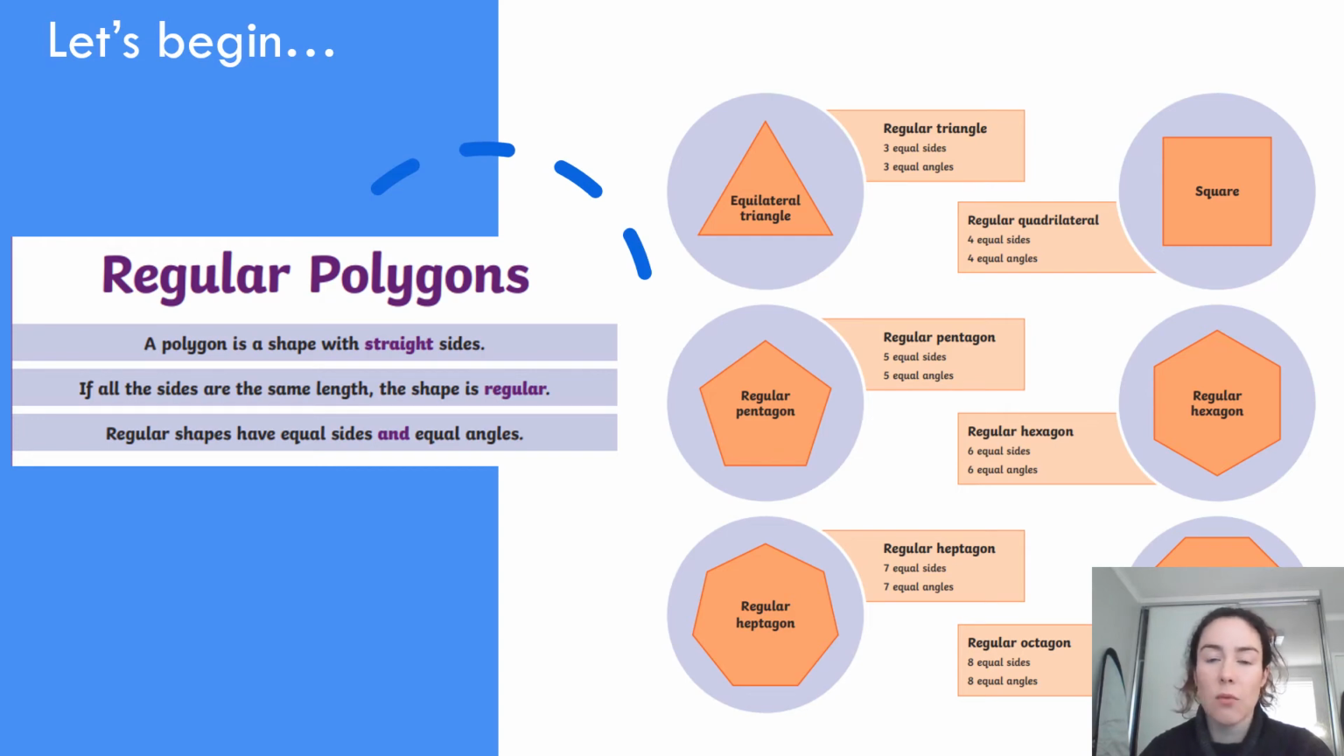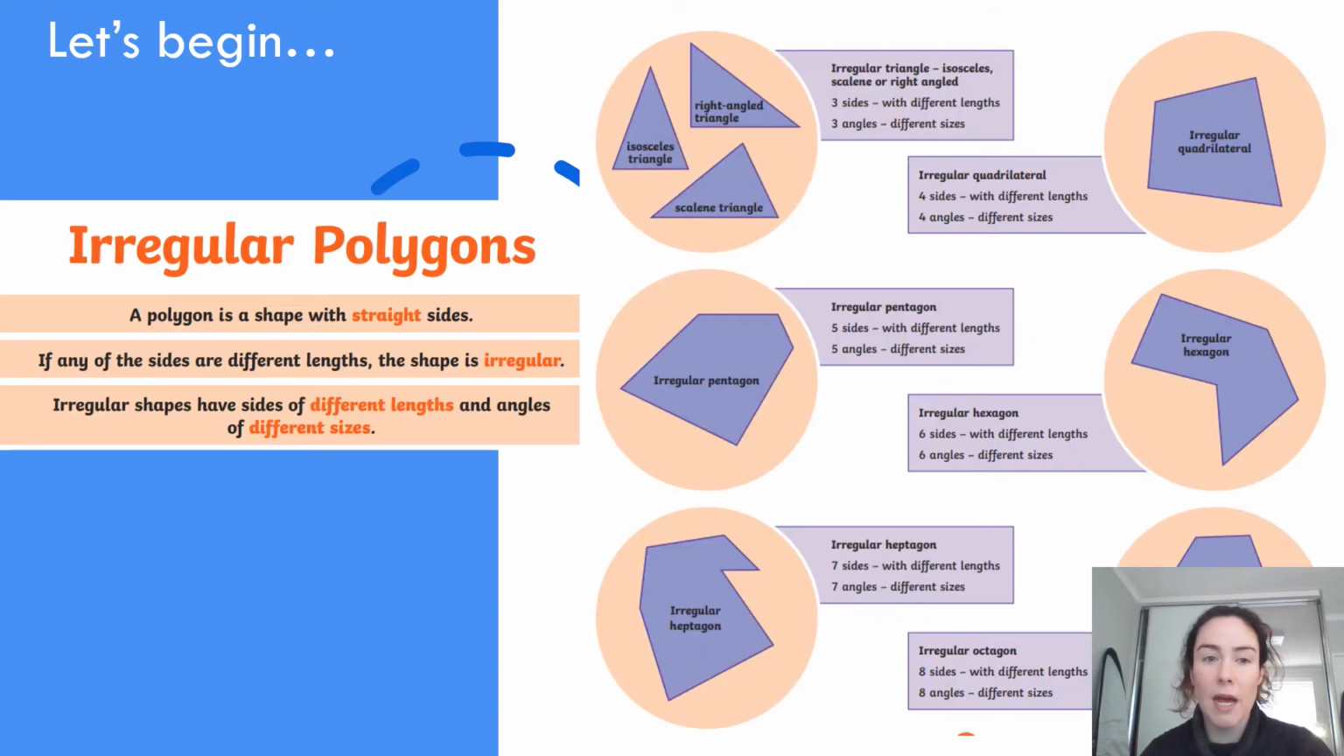So you can see here we've got a triangle, and this type of triangle is called an equilateral triangle because all of its sides are equal. We have a square, a regular hexagon, a regular pentagon, a regular heptagon, and a regular octagon. So all of their sides are equal, so we call these ones regular shapes.